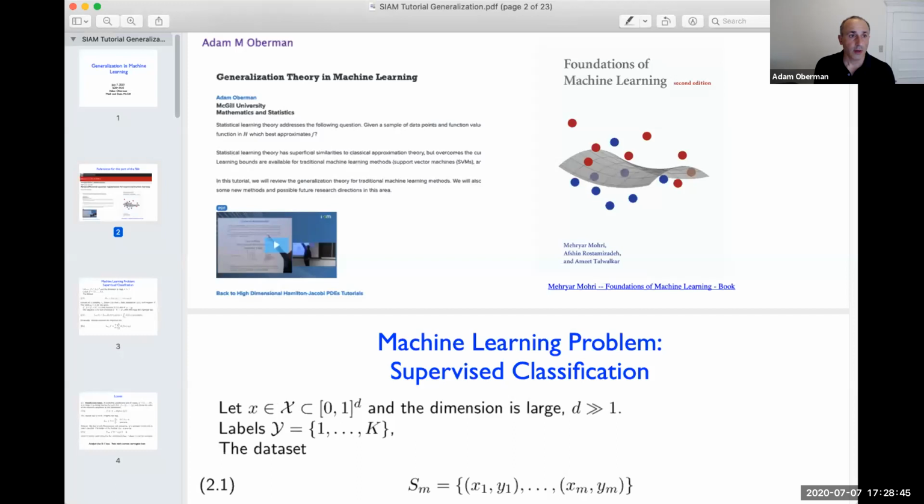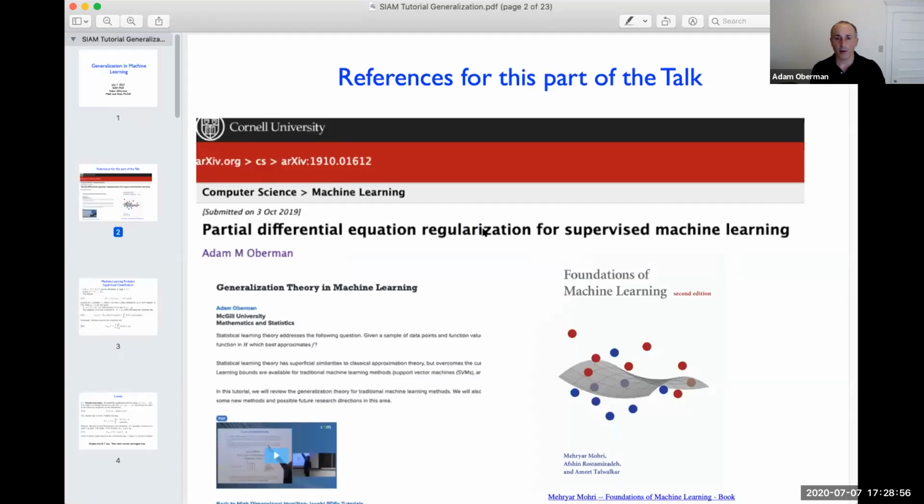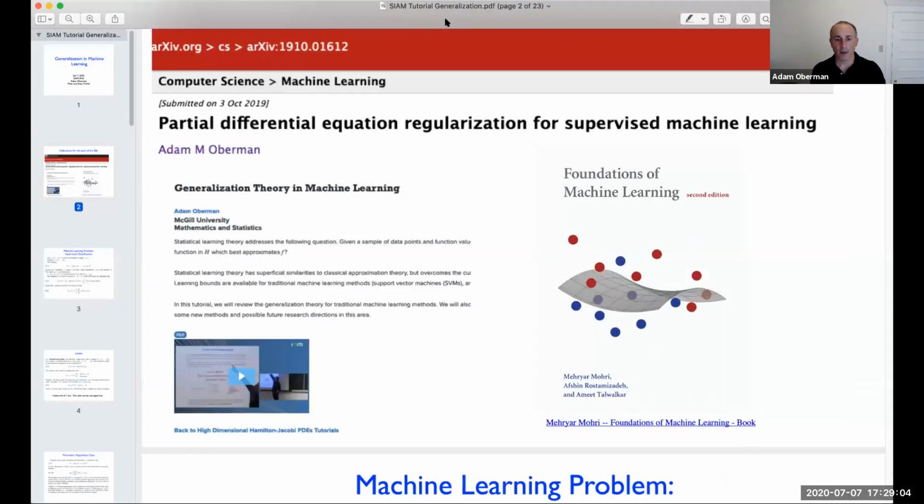Let me carry on with the second part of my talk: a little bit about generalization in machine learning. Here are the references for the talk. I have an article on arXiv, which is kind of a survey, the videos I mentioned before, and a textbook I really like, which is a free PDF online, Foundations of Machine Learning.